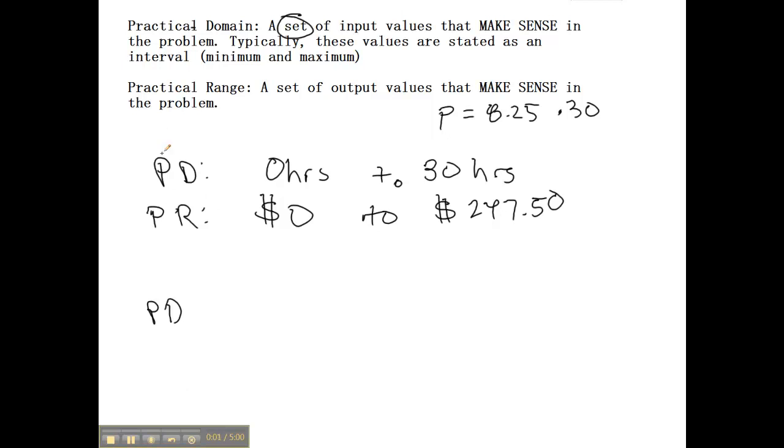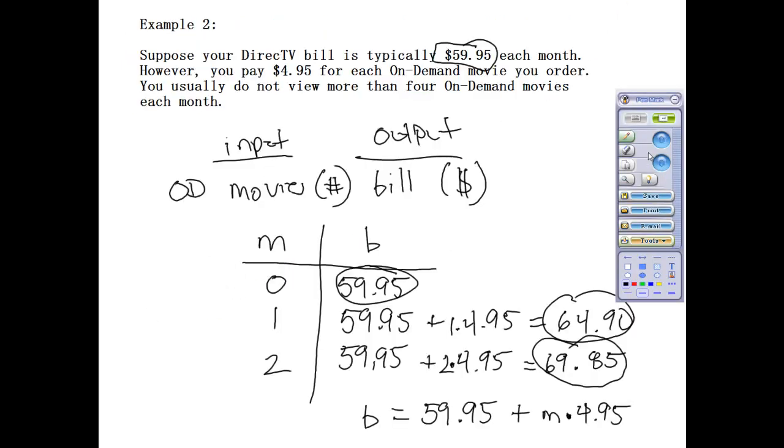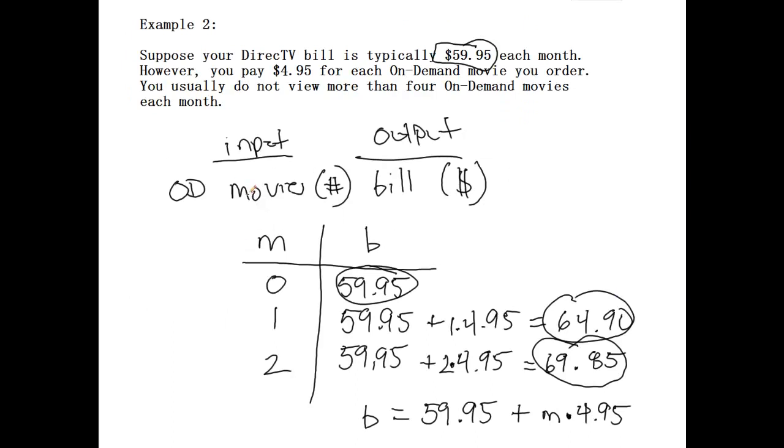For the other problem, our DirectTV, I could find my practical domain and practical range by, again, looking at the problem itself and seeing what it tells me about my input. So remember, the practical domain refers to the interval or the set of all possible values of the input, typically stated as minimum to maximum. That way, you're saying, here's the least, here's the most, and oftentimes things in between will work.